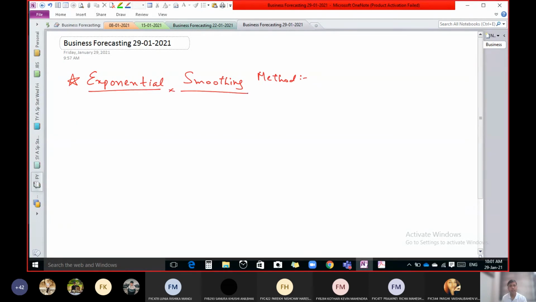See, this is a very important method from the exam point of view because it's totally new for you. What you require to learn in this method is only four formulas. If you learn four formulas, you will get an idea about how to solve the problem. So just learn these four formulas. First formula, St equal to St minus 1 plus alpha in bracket Xt minus St minus 1.